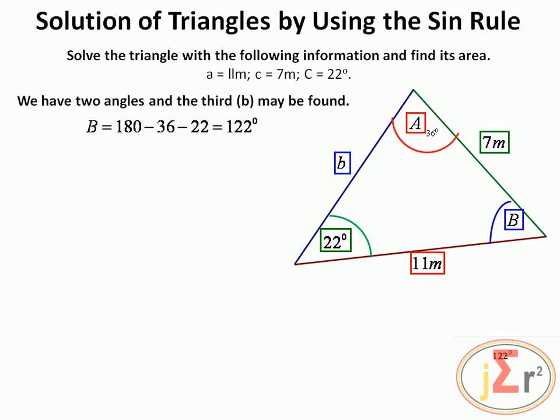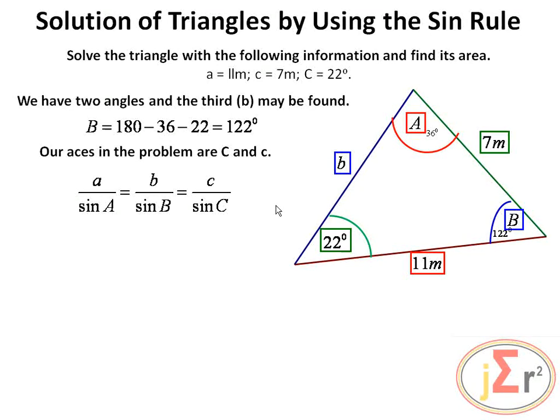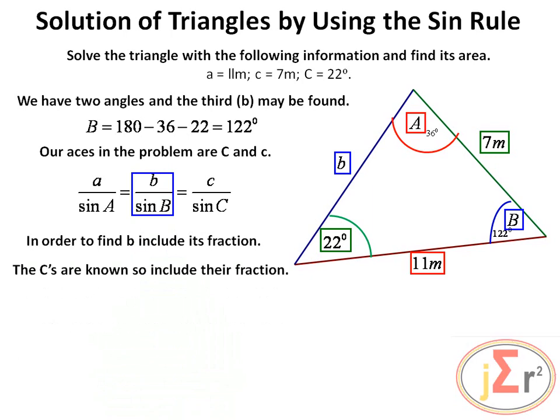Now, in this problem, of course, the aces we have declared here again to be the C's. Why? Because they are the known side. We have the known side here and the known angle here opposite to each other. So that is our key to finding anything that is missing while using the sine rule. So in order to find B, include its fraction. We are going to find B, so we're going to use this fraction. Of course, we are finding lowercase b. So we include its fraction, and we are including also the C's. Right. And the A's are out.